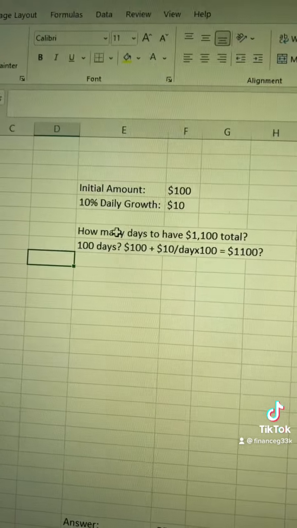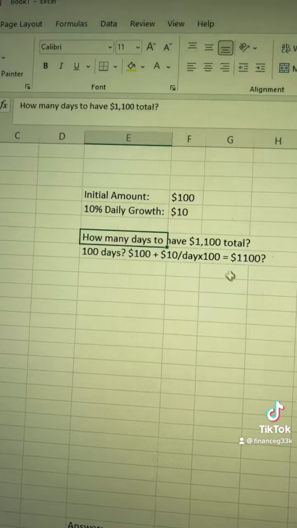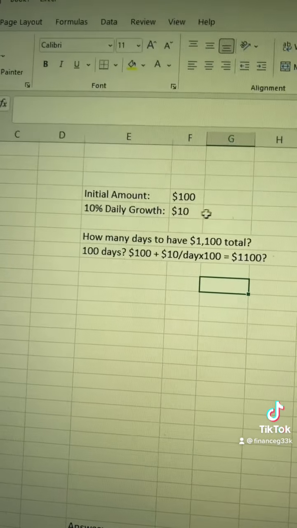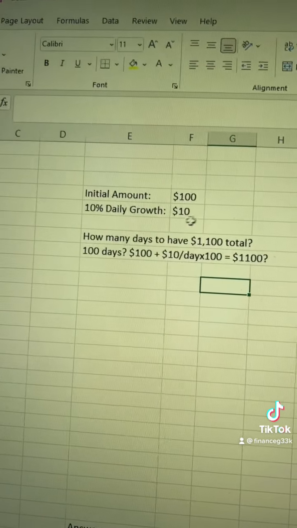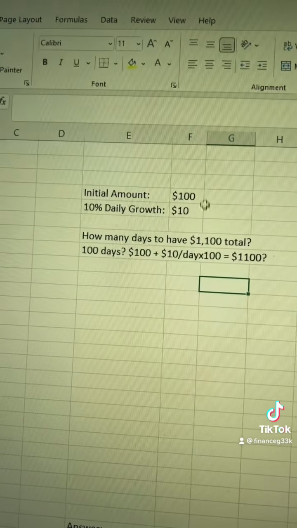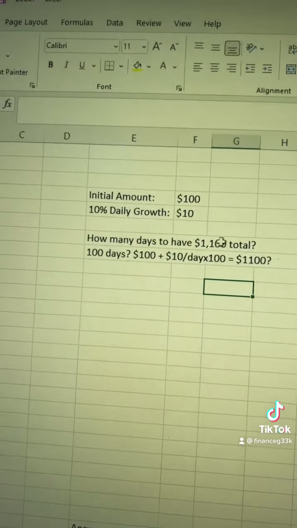Now my question to you is, how many days would it take you to have $1,100 total? So again, you're starting with $100, you're getting 10% a day. In the beginning, that's $10 a day. How long would it take you to add an extra $1,000 for a total of $1,100?